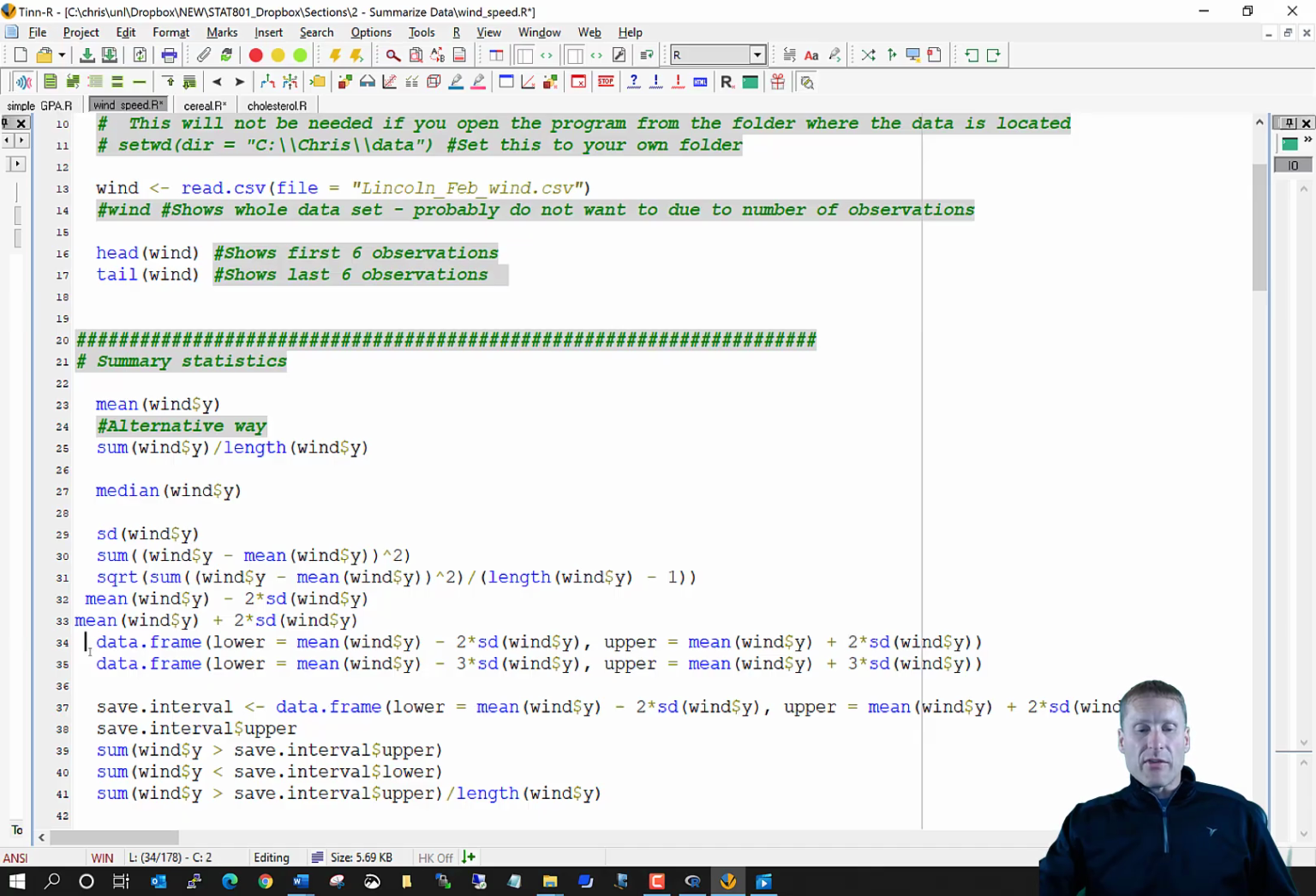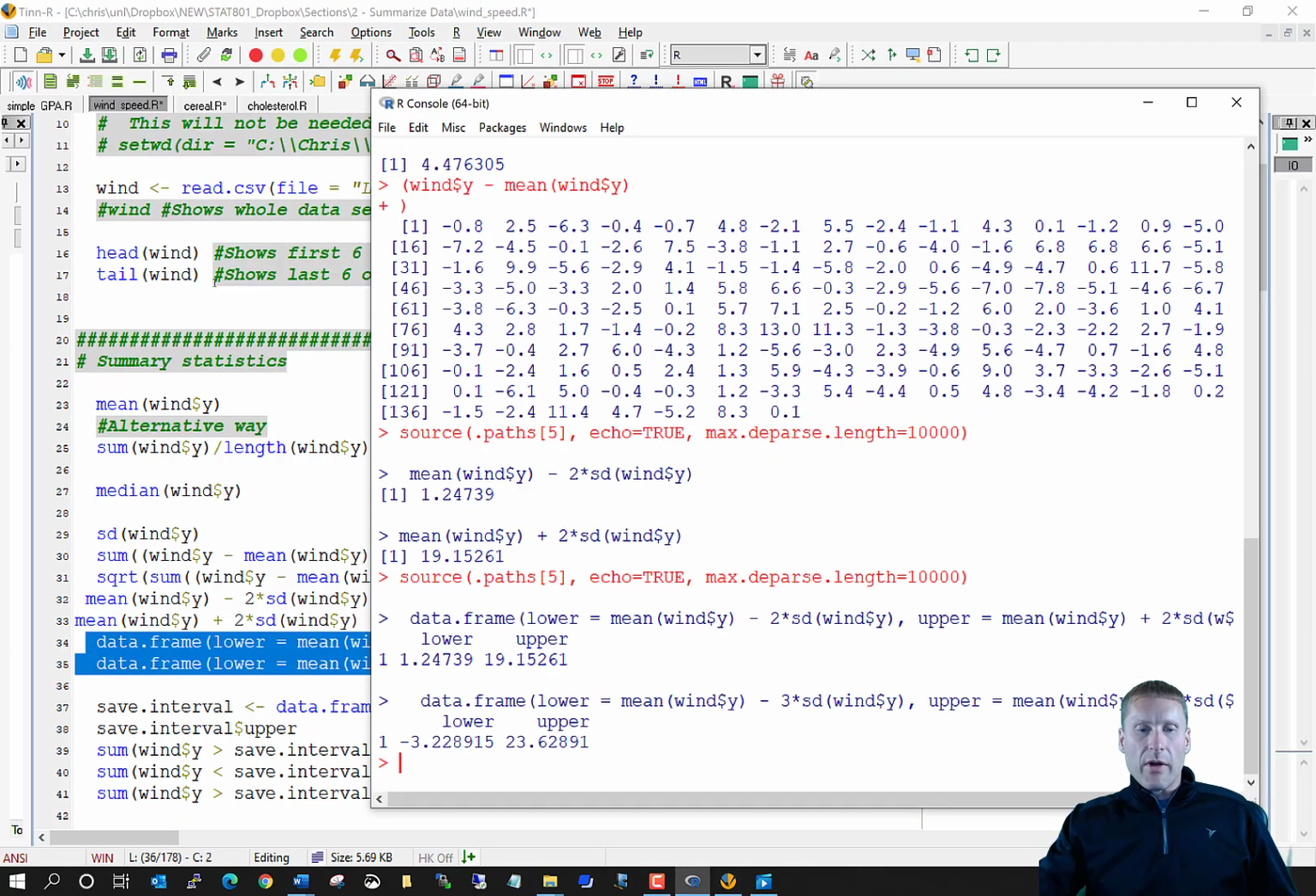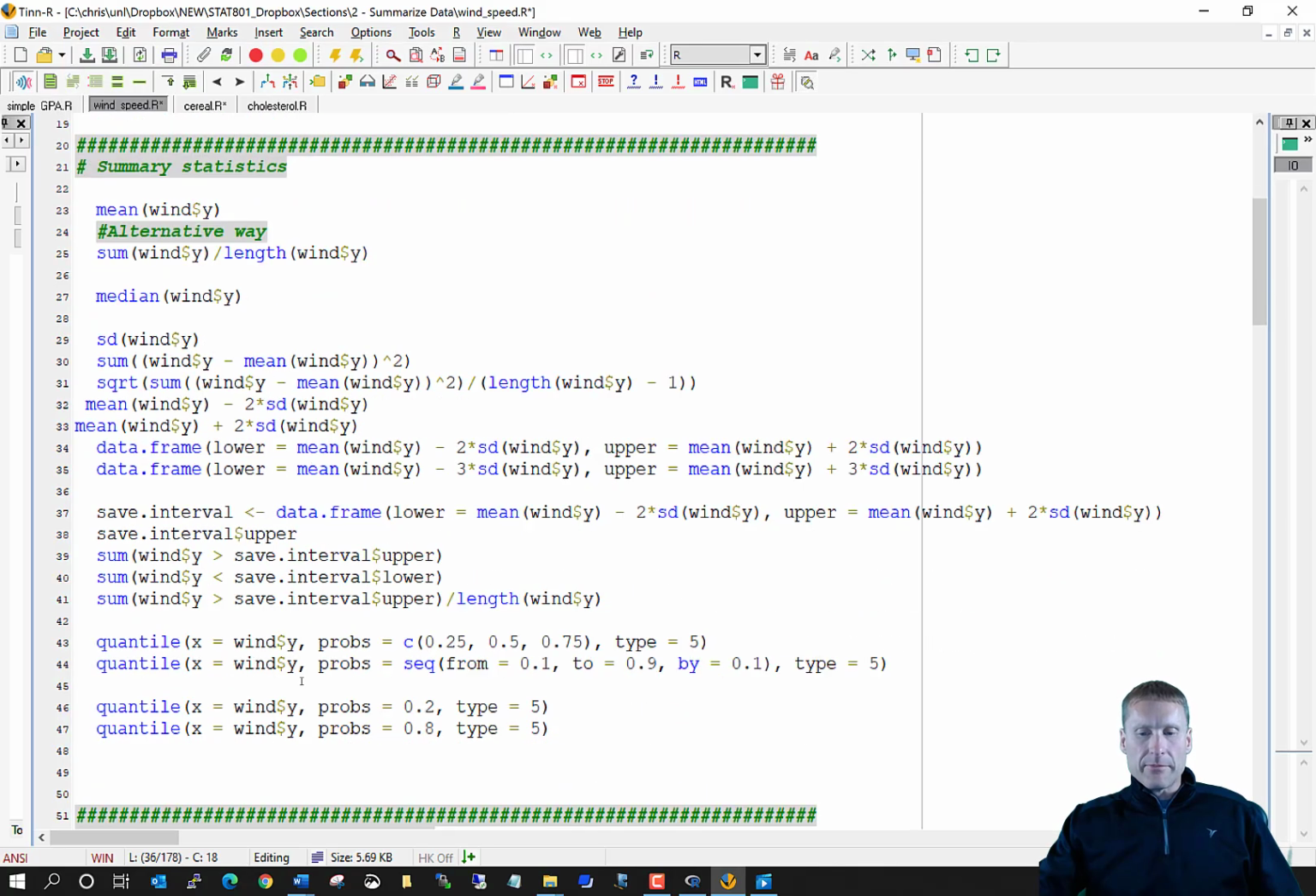How about we do the same thing with 3 standard deviations as well? And this is what we get. Same as what we just saw. Okay. Now, if I wanted to, I could have saved those results from that data frame into an object. Again, you can do that with any calculation that you do. So how about if I create an object called save.interval? It's going to get the results from data.frame.